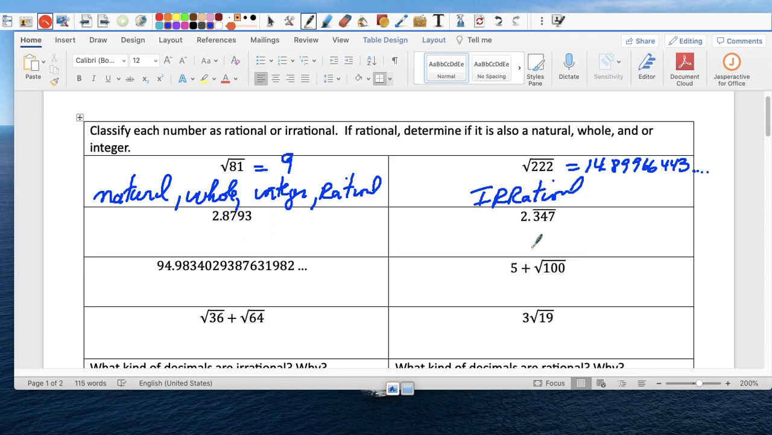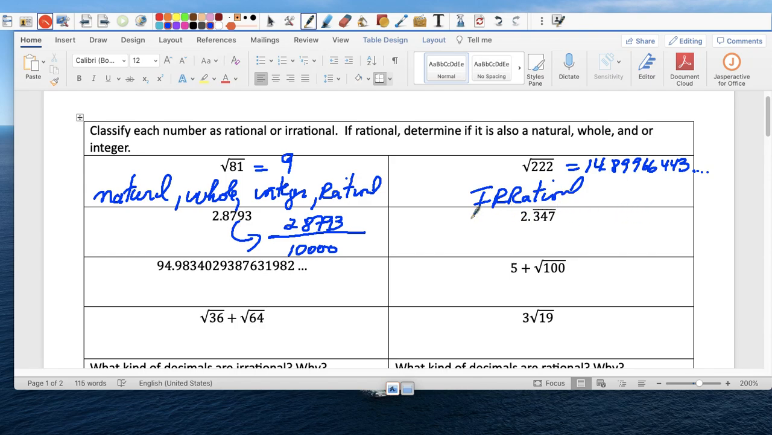2.8793, and then remember our definition of rational number. If I can express it as a ratio of two integers, it's rational. So can I change that to a fraction? You can. What's the place value of the 3? 10, 100, 1,000. So it's 10,000. And 287,983. Because I can write this as a ratio of two integers, it is a rational number. And I can simplify it, but I don't want to. You guys can figure that out.